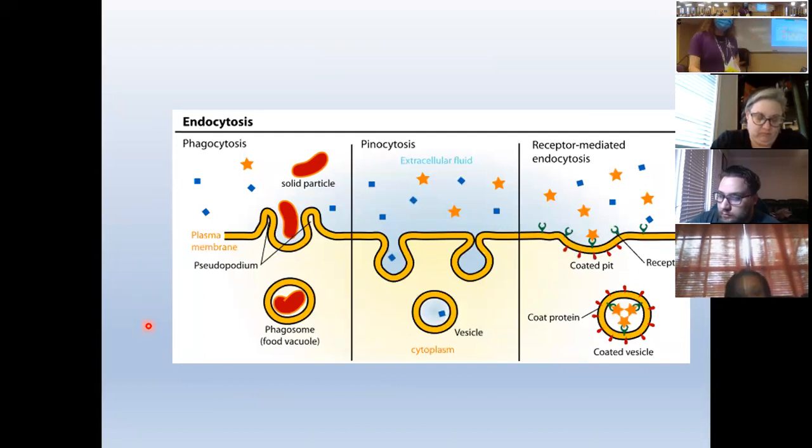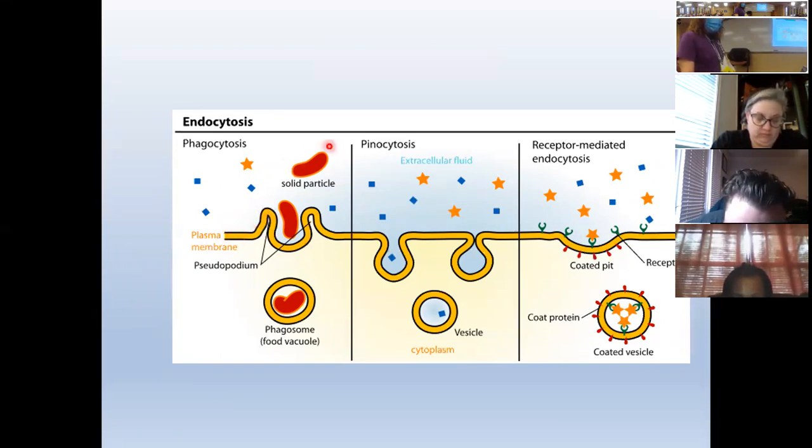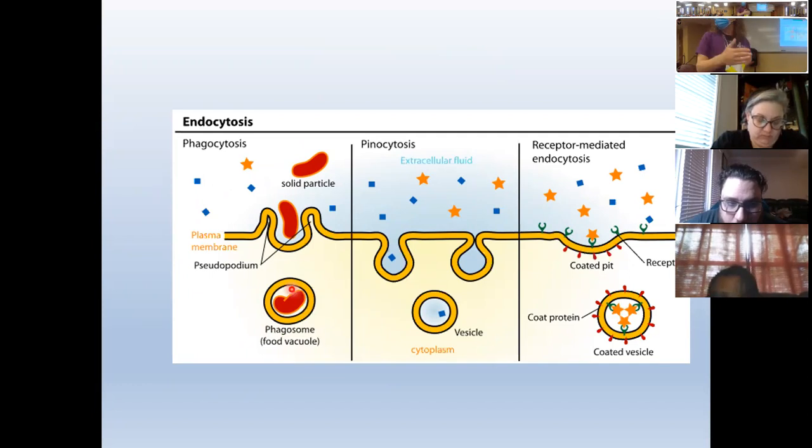All right, so here we have a picture. Here I have my cell membrane, right? Here I have a solid particle that I'm trying to move into the cell. So the solid particle gets engulfed. It gets transported in the vesicle or the vacuole and then moved through wherever it needs to go. Here are the little blue caveolae.